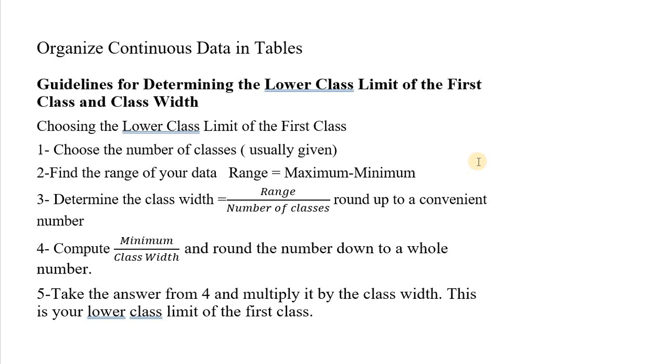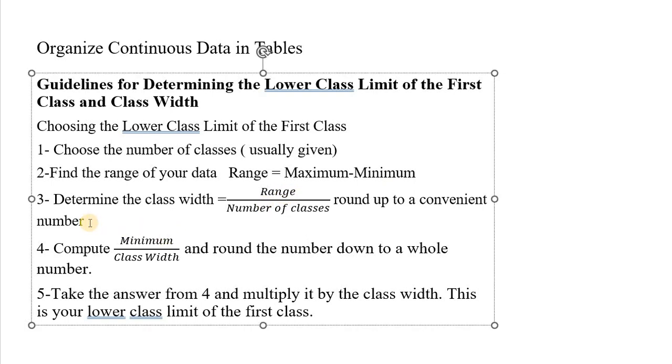Number 2, we're going to find the range of our data. The range is basically the maximum minus the minimum. Step number 3, determine the class width, which is basically the range divided by the number of classes that we chose. We're going to take the answer and round the number up to a convenient number. When we say a convenient number, we mean a multiple of 5 or a multiple of 10. Usually multiple of 10 is better.